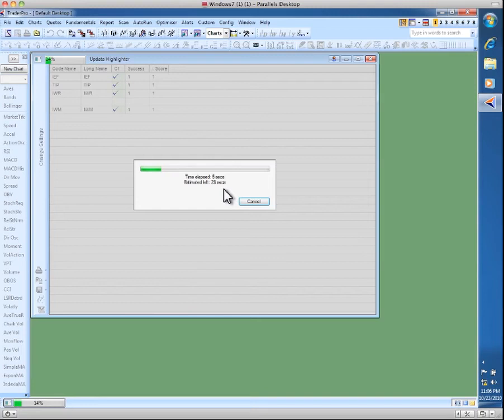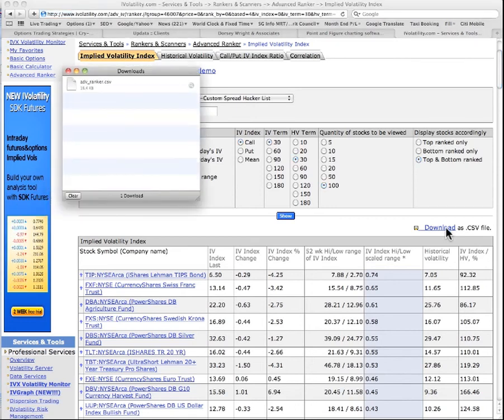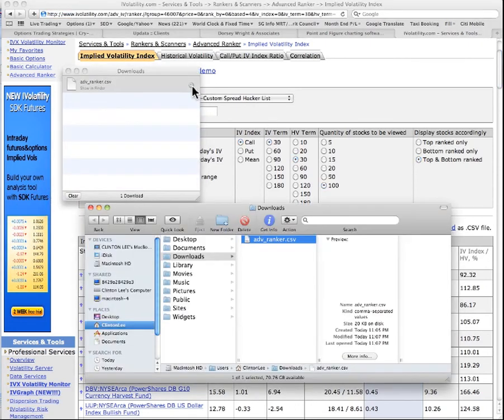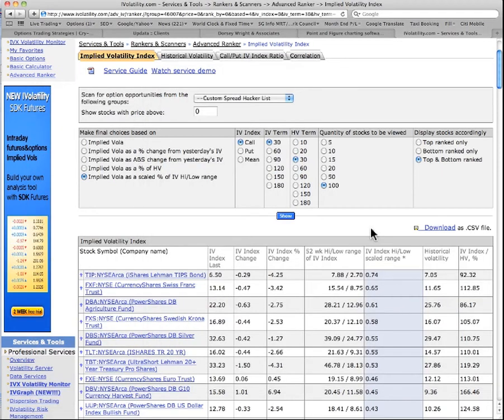I'm going to go into iVolatility to export out the volatility files. For the call IV, I'll rename the file to reflect it is for calls. Now I'm going to repeat the process for puts.